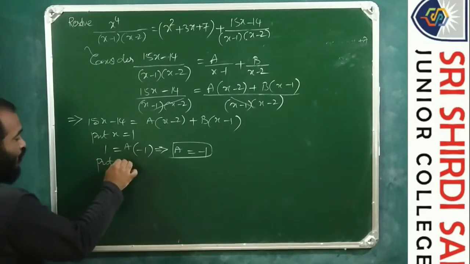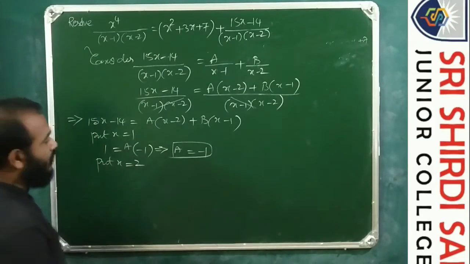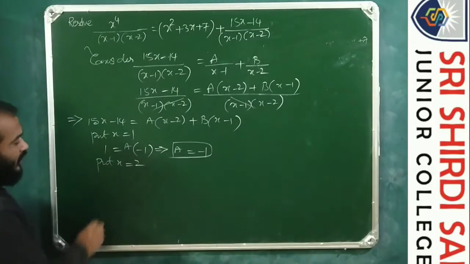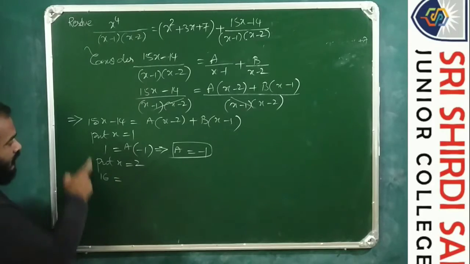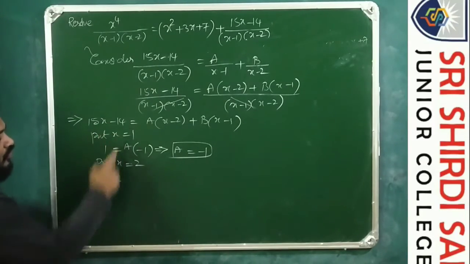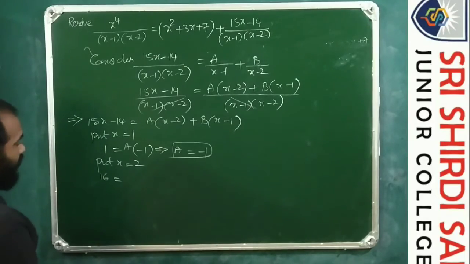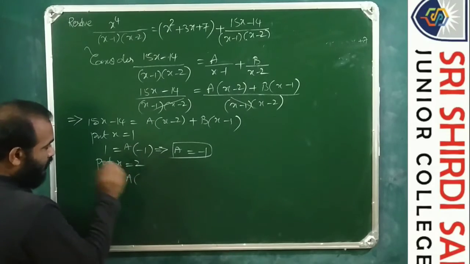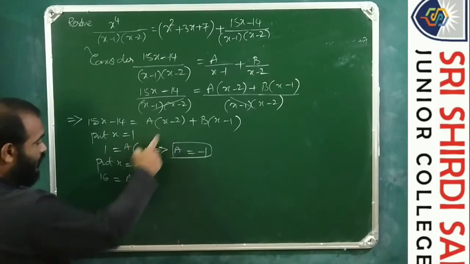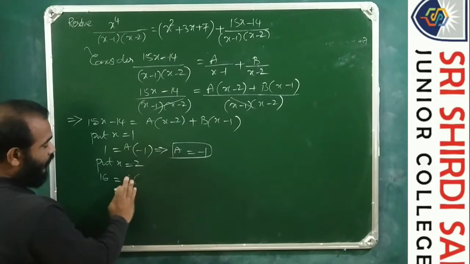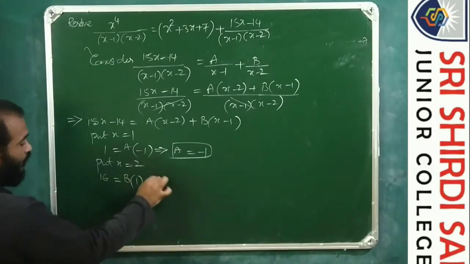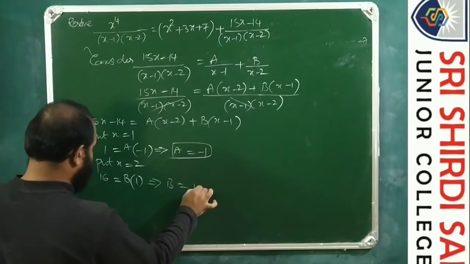Put x is equals to 2. Substitute: 15 2s are 30. 30 minus 14 is 16, is equals to a into x value is 2 minus 2, it is 0, plus b into 2 minus 1, so 1. So b is equals to 16.